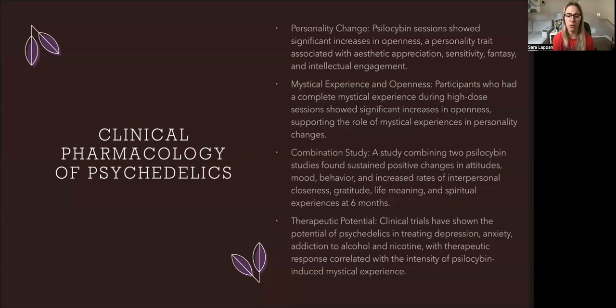And clinical trials have shown the potential for psychedelics in treating depression, anxiety, addiction to alcohol, and nicotine, with therapeutic responses correlated with intensity of psilocybin-induced mystical experience. So we're seeing a correlation with some of the more positive outcomes with these diagnoses and how intense the psilocybin-induced mystical experience was. So that doesn't mean to take a boatload of psilocybin or a boatload of psychedelics.